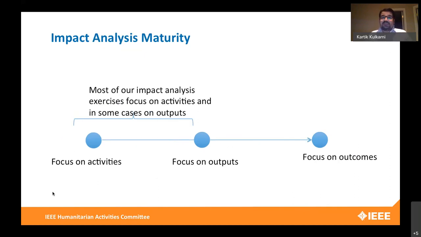If you look at impact analysis maturity, how do we analyze whether we have been successful? We focus on activities. We think that doing a conference, for example, and gathering 500 members is success, right? We focus on activities, but really what is more important is what is the outcome of this for each of the attendees? I'm taking a conference as an example, but this largely applies to social impact projects. Focus on outcomes, going beyond activities and outputs, is the real maturity. And we have to really go to that stage.